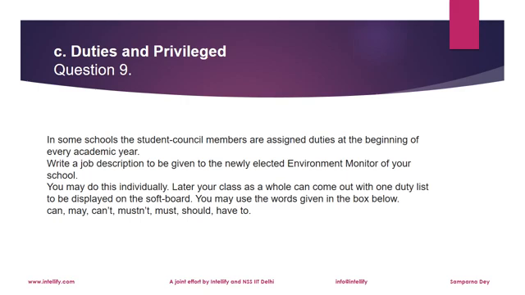You may use the words given in the box below: can, may, can't, mustn't, must, should, have to. So all we have to do here is write a job description for a newly elected environmental monitor. We have been assigned this duty and we have to do it individually and later discuss in the class. We have to use the modals, that is all about this chapter, this unit 4 modals. We have to use these modals: can, may, can't, mustn't, must, should and have to in the job description that we are writing.